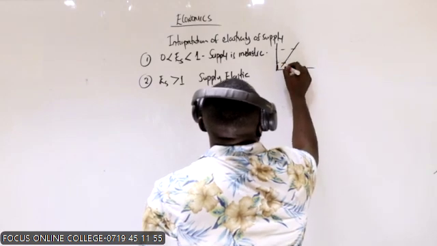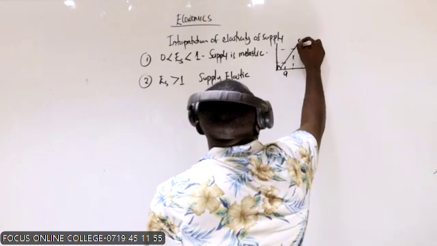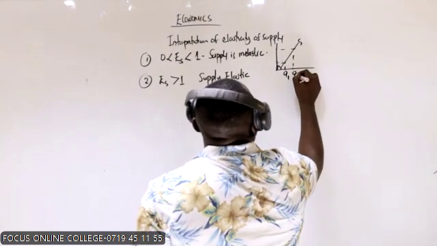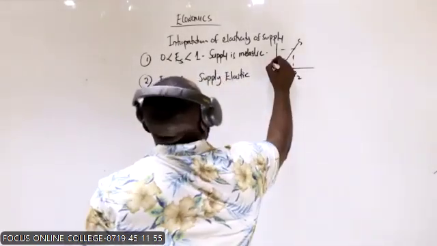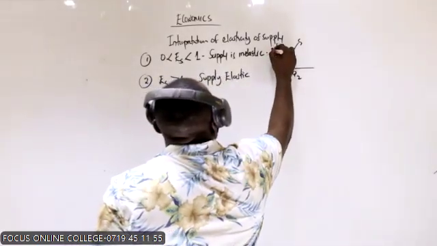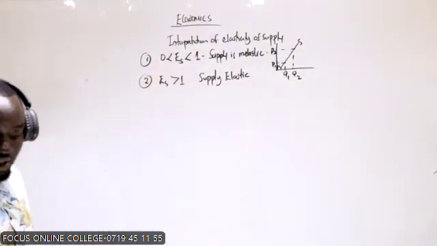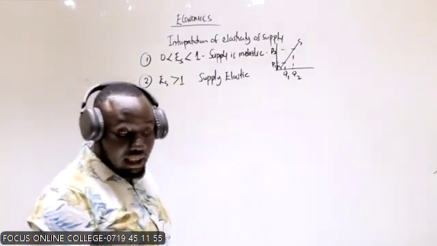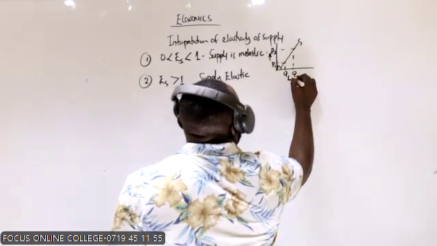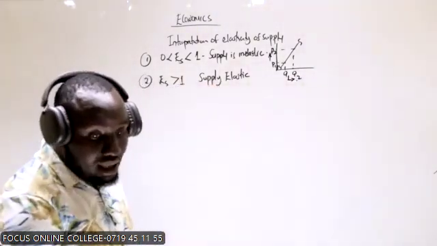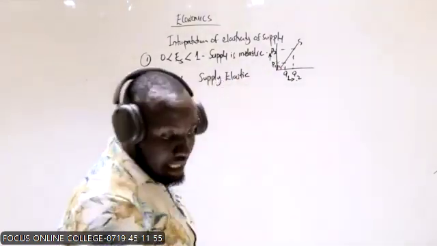So we can see a big change in price results in a smaller change in quantity. This is Q1, this is Q2. When you have P1 and then P2, the change from P1 to P2 results in a smaller change in quantity supplied. That is what we call inelastic.